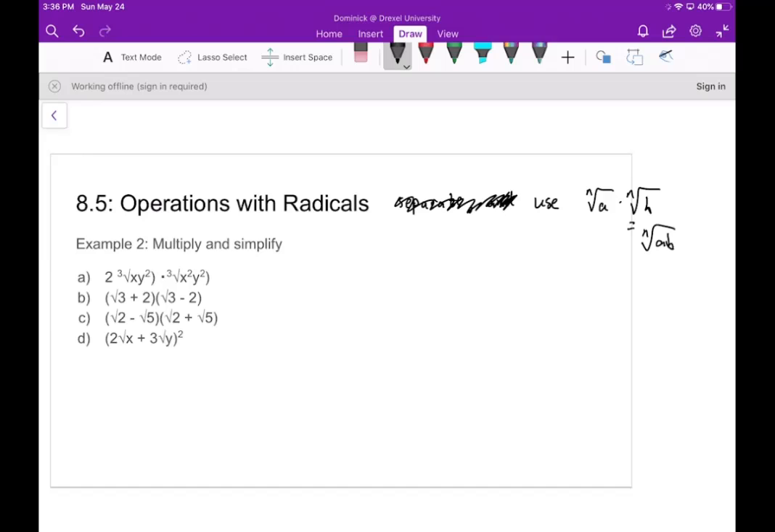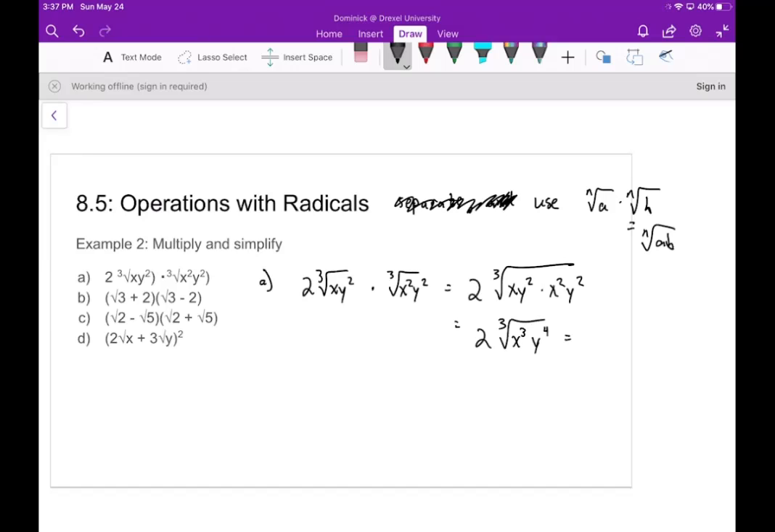of that product. Yep. So here for part A, we have 2 cube root of xy squared times the cube root of x squared y squared. So what I can do here sort of in slow motion is I'm taking the cube root of xy squared and I'm multiplying that by x squared y squared. So I'm going to get a 2 times the cube root of now x to the third y to the fourth once I combine those inside numbers.